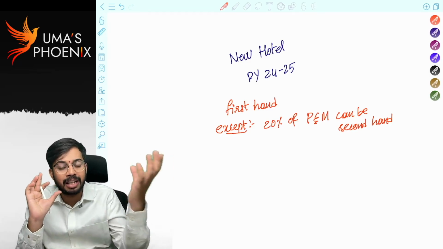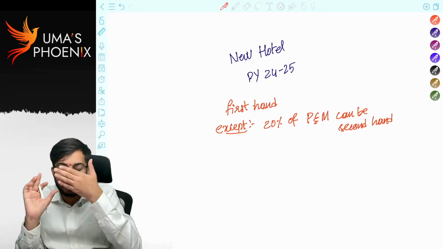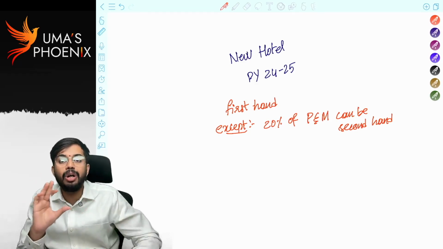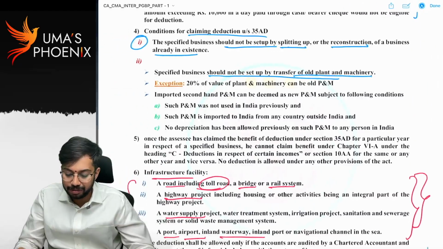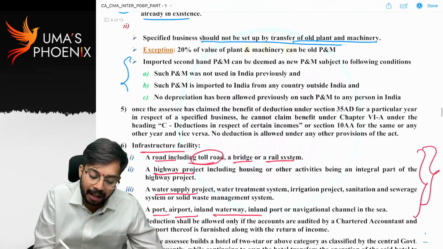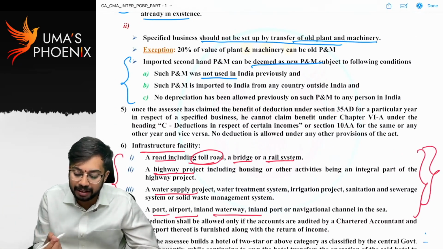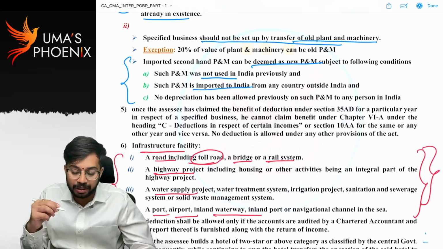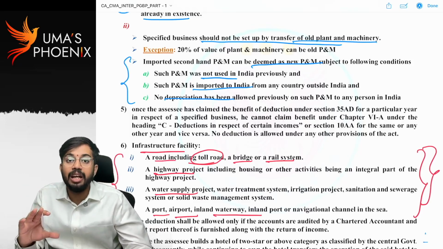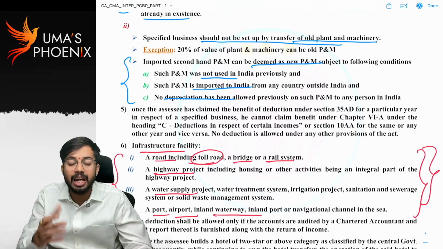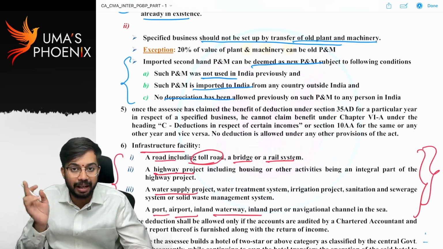So whatever the asset that is imported from outside India, even though I am purchasing second hand, still it will be deemed as first hand plant and machinery provided no depreciation is claimed on that plant and machinery in India. Is it clear? Good. You can see, imported plant and machinery will be deemed as new plant and machinery if it is not used in India previously, imported to India from any country outside India, and no depreciation has been claimed. Is it clear? If these conditions are satisfied, even though you are importing second hand plant and machinery, it will be deemed as first hand plant and machinery provided no depreciation was claimed on it previously in India.